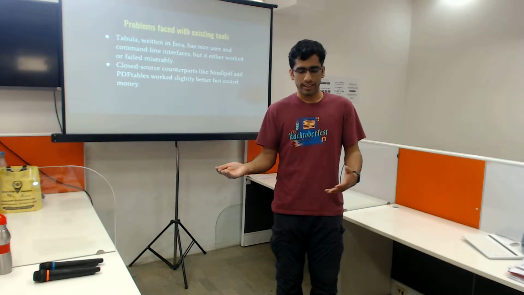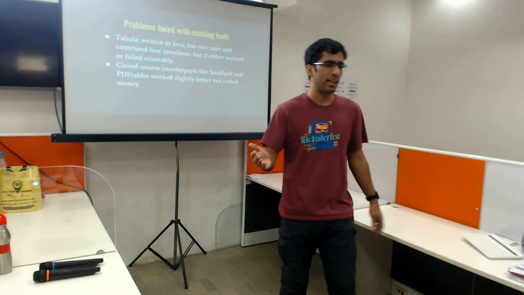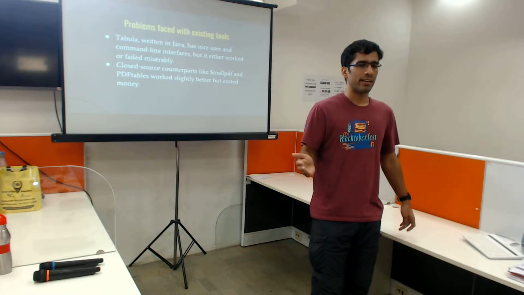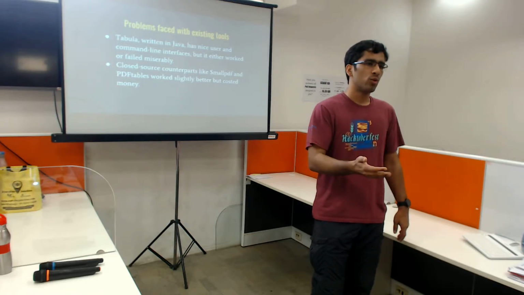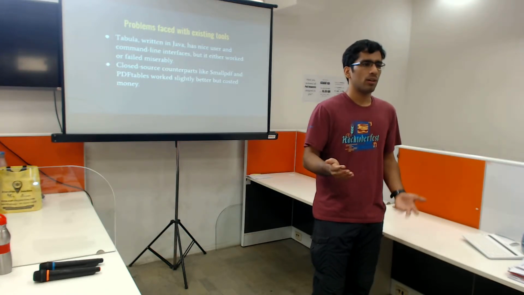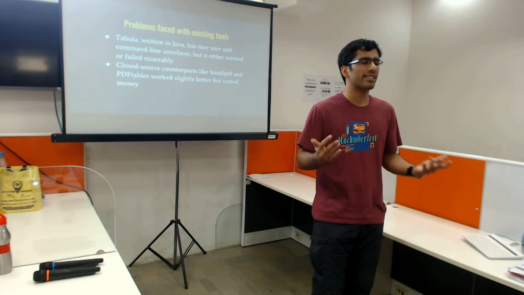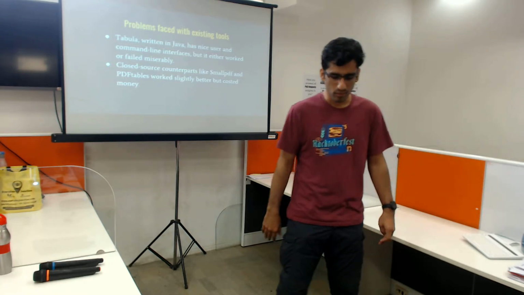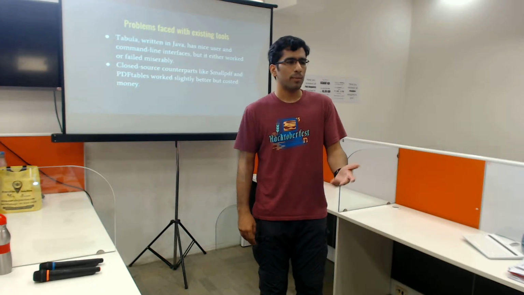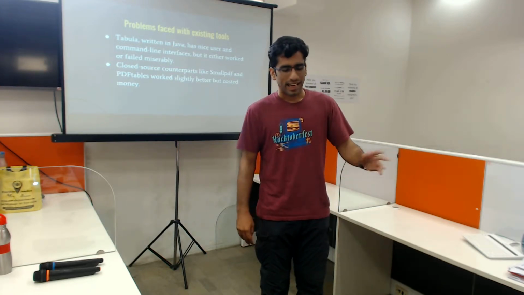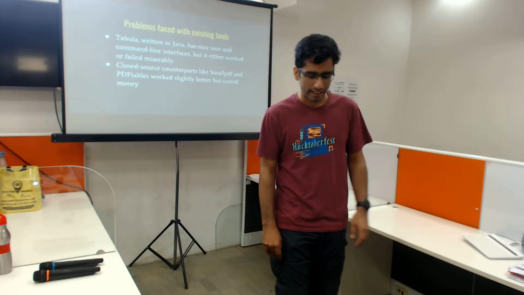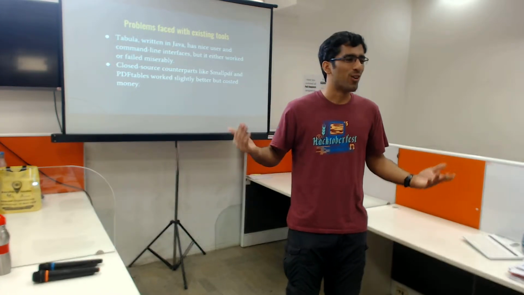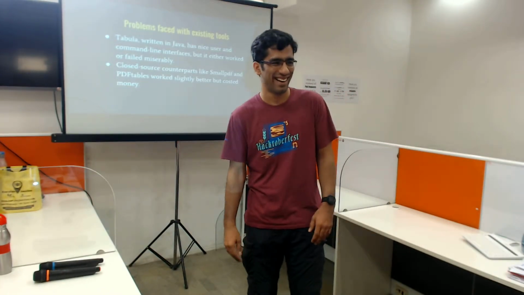really nice user interface, but it either worked or it failed miserably. So there was no in between. It was pretty black and white. Either you would get a good output, or you were just stuck with that PDF forever. And the closed source counterparts would work slightly better, but they cost money. And Tabula was written in Java, and who wants to write Java code, right?